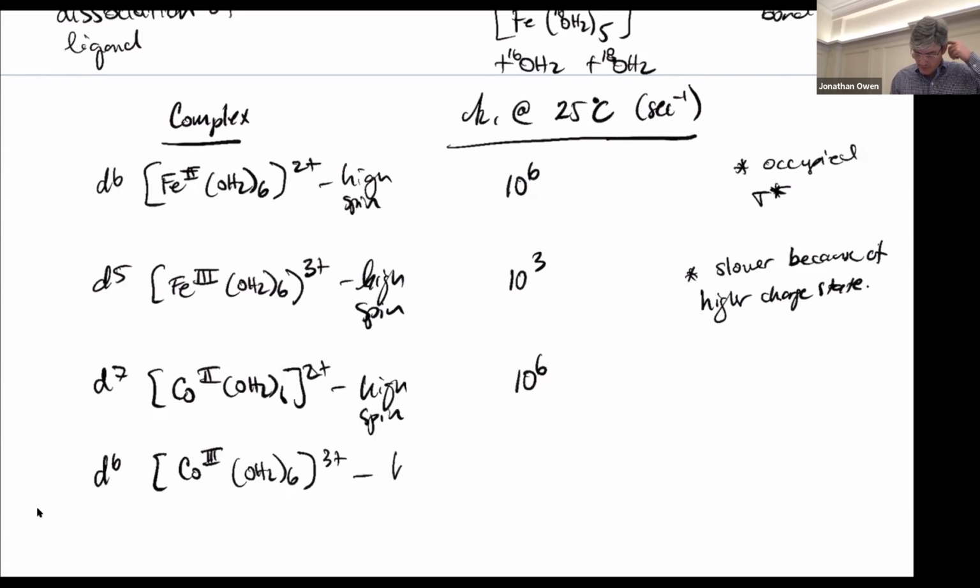The 3 plus ion, however, is low spin. The 3 plus ion is low spin, and its exchange rate constant is 10 to the minus 2. Okay, so low spin means no more electrons in the sigma star orbital, right? No more antibonding orbital populated any longer. And so now it's not that favorable, and the water molecule will stick better to the metal center because there's no electron in its way.